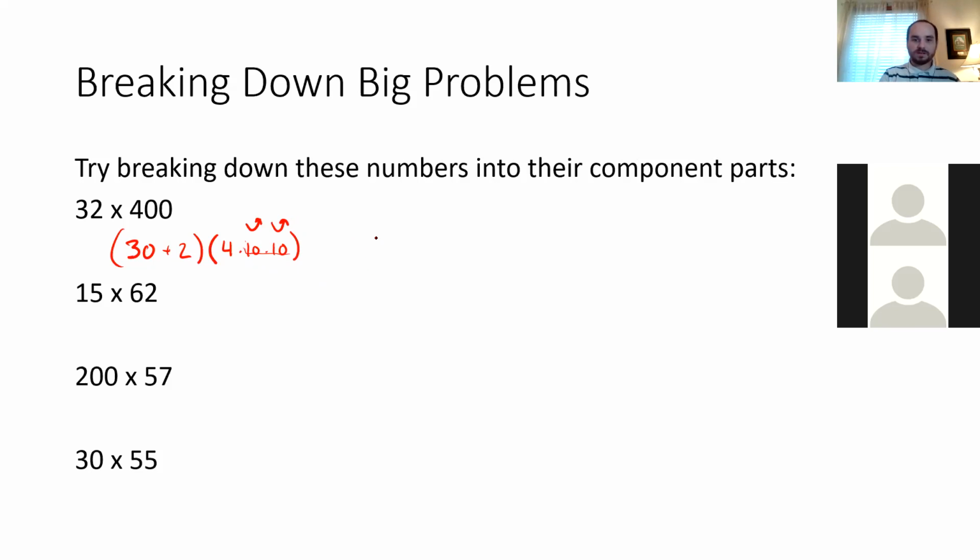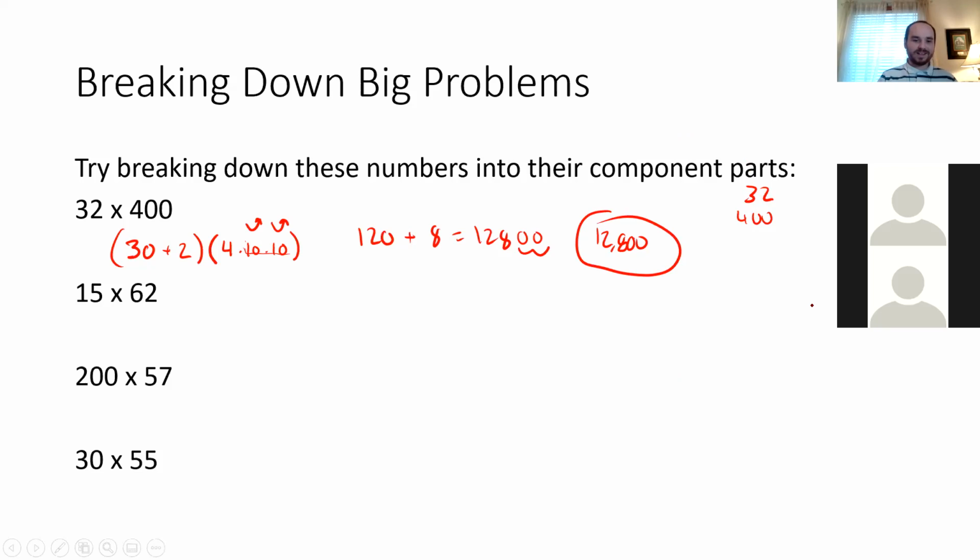What is 4 times 30? 120. And what is 4 times 2? 8. So that gives us 128. And then we need to move our decimal place to the right twice. So we get 12,800. And we didn't have to use calculators at all. Plus, it's a lot quicker than doing 32 times 400 and working it all out that way.